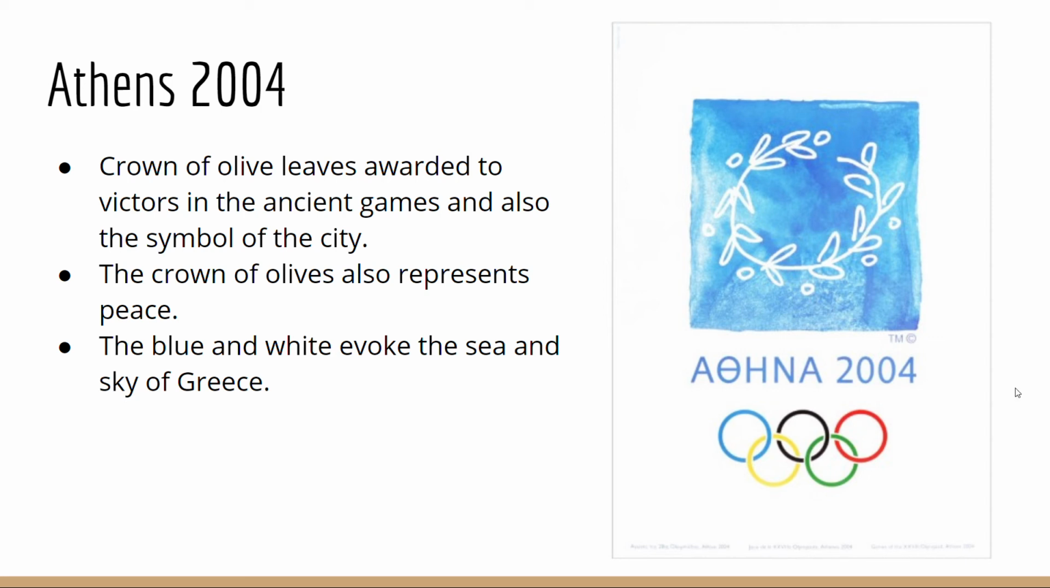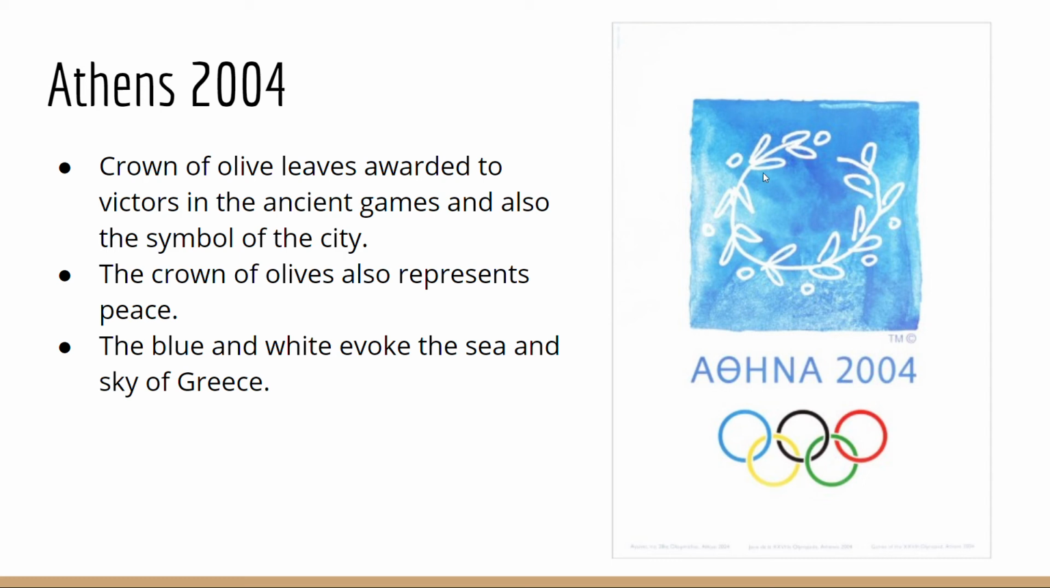Finally, we have Athens 2004. This was the first Olympics of the new millennium, after 2000. And again, we see the crown of olives that used to be awarded to the victors in the ancient games. And a symbol of the city of Athens is the olive tree. And we've seen it already in one of our posters.